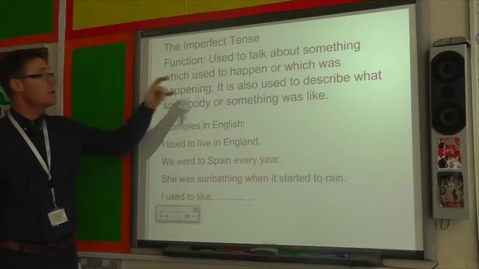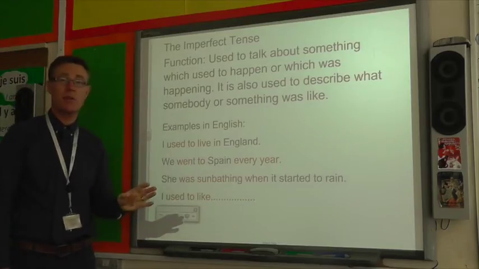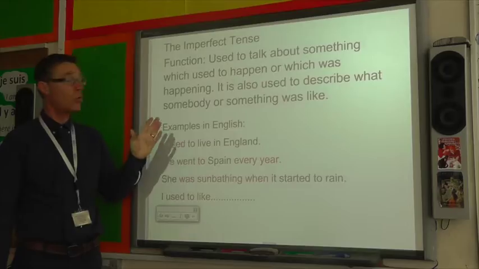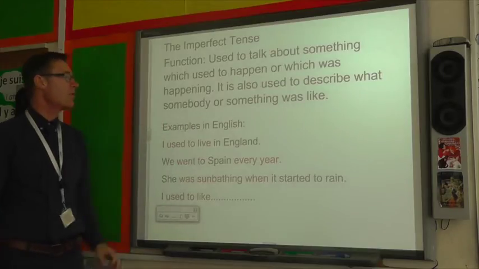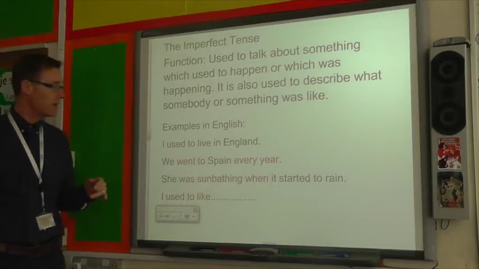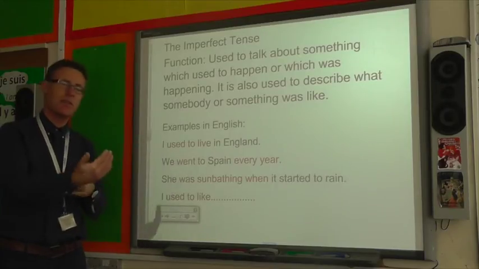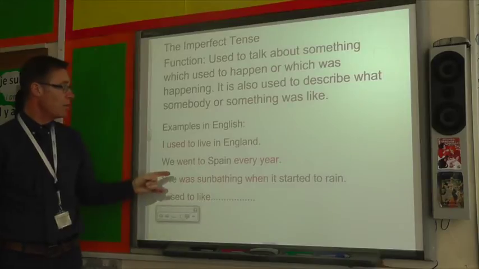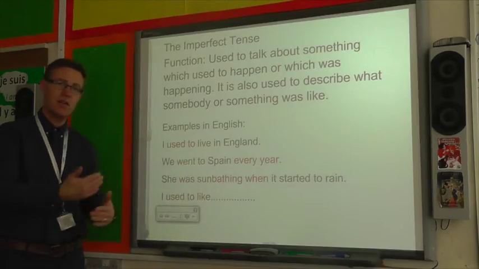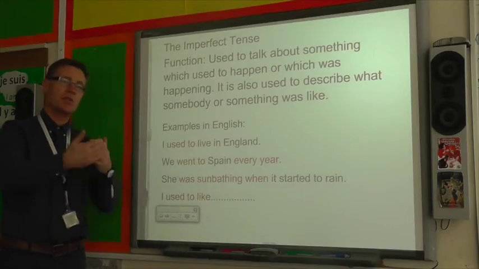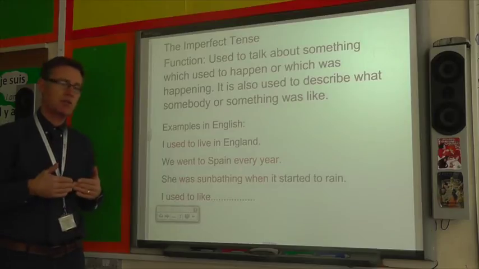So, function: used to talk about something which used to happen in the past or was happening. Also used to describe what somebody or something was like. So some examples in English. I used to live in England, giving the idea that perhaps I no longer live in England. We went to Spain every year, so this idea of a habitual action taking place in the past.